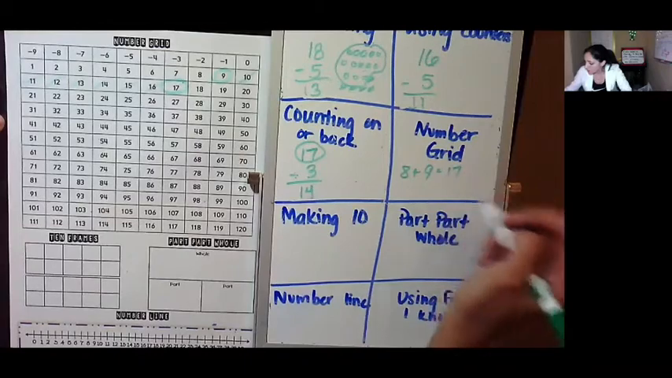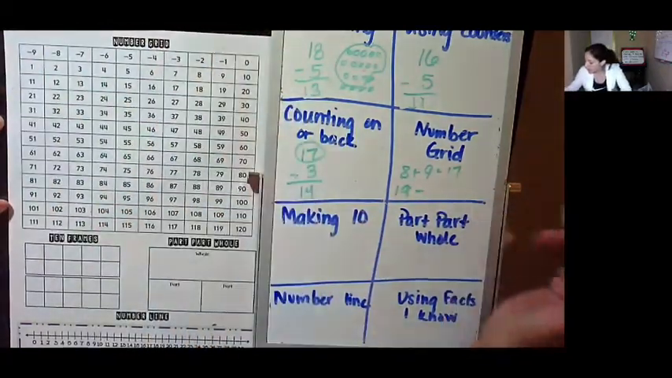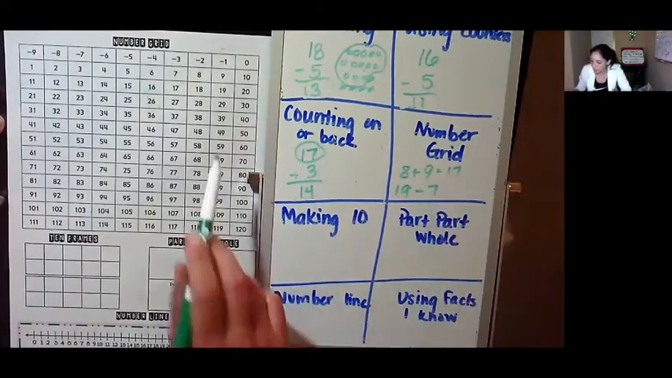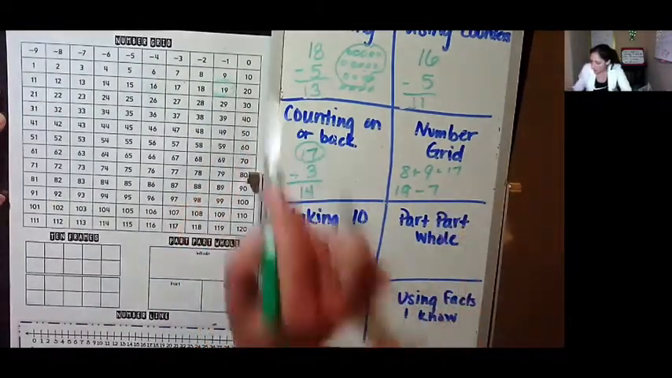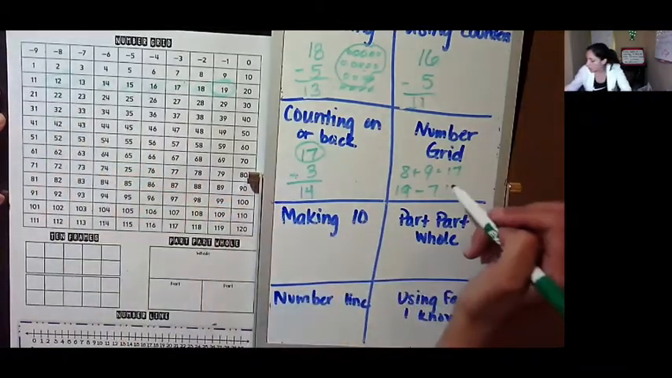That's also helpful for subtraction. I start at a higher number, I take away my smaller number. So I start at 19 and I take away 7. 1, 2, 3, 4, 5, 6, 7, 12.